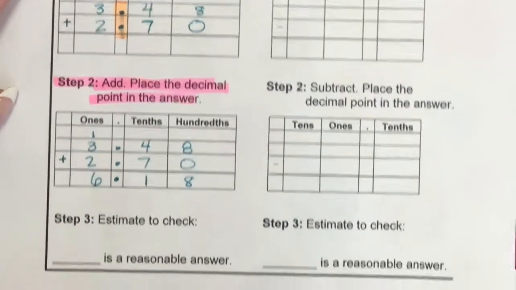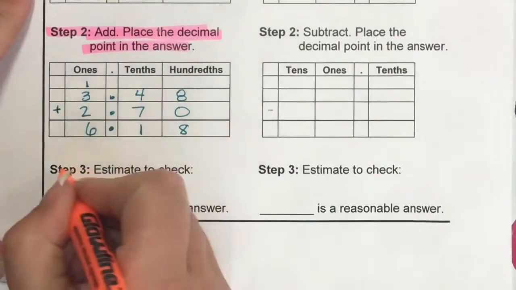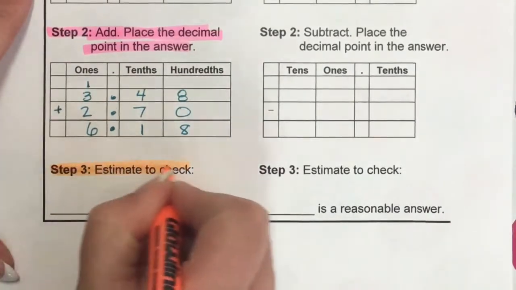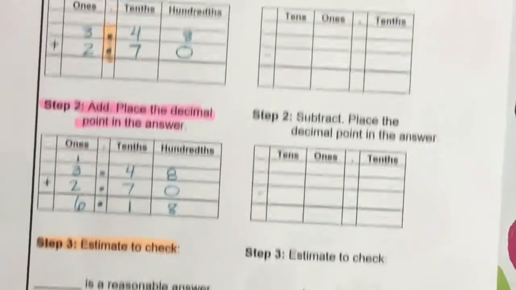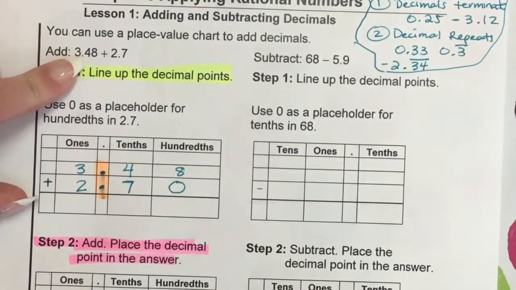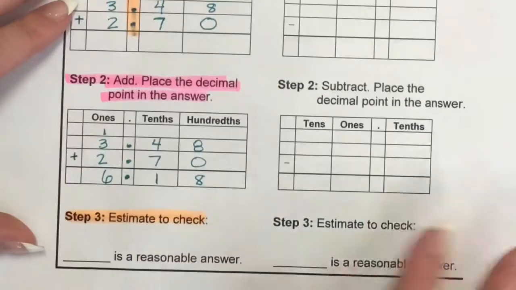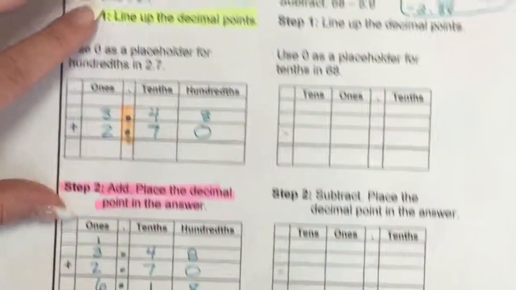6.18. Now, let's go ahead and estimate and check and see if this seems reasonable. So if we were to estimate 3.48, just to see if our answer is in the right ballpark. I like to call it math street smarts. It's always great to have math street smarts. So we're going to look at 3.48.